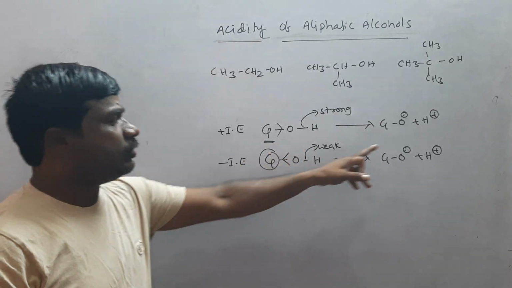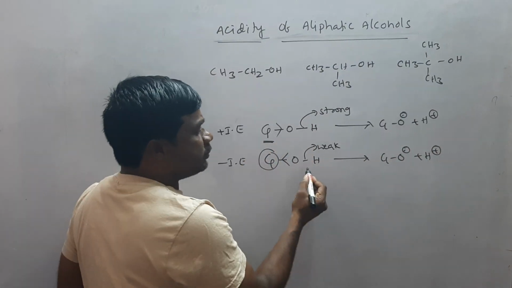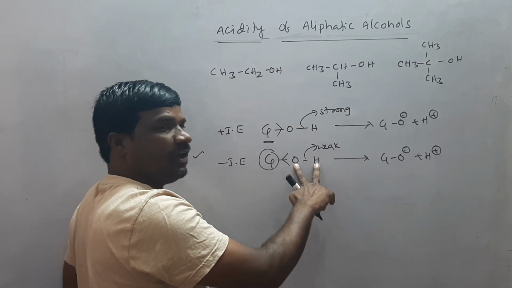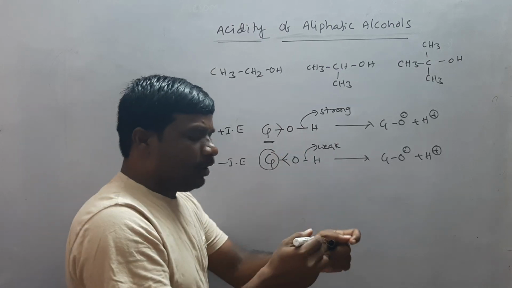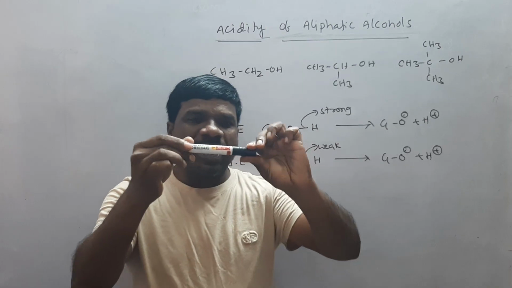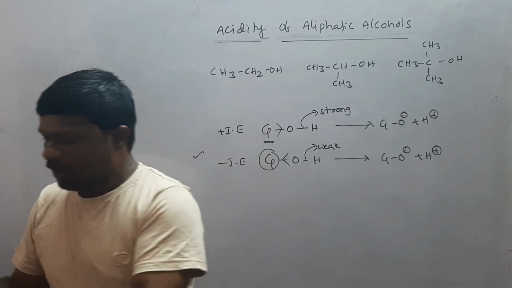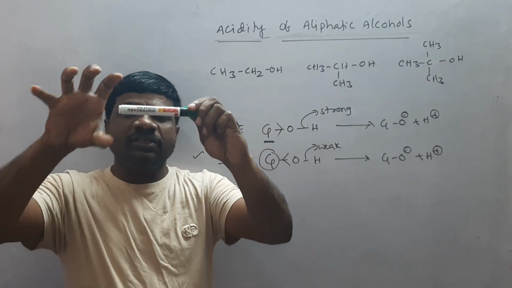Acidic character always depends on the loss of the H plus ion. So here, which one loses it easily? This one easily loses the H plus ion because this bond is very weak. The bonded electrons move towards the group direction. For example, this is hydrogen, this is oxygen, and this one is a group.